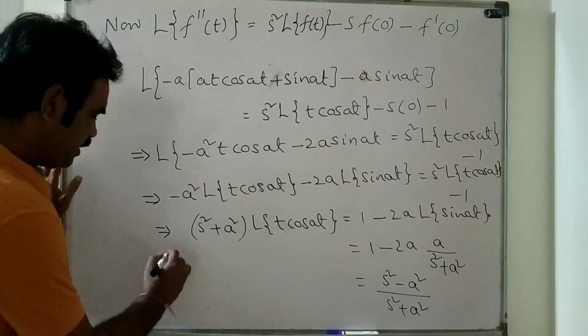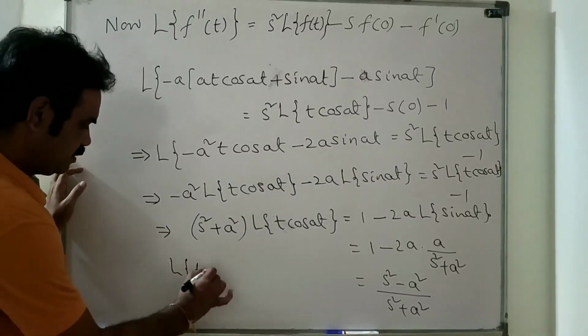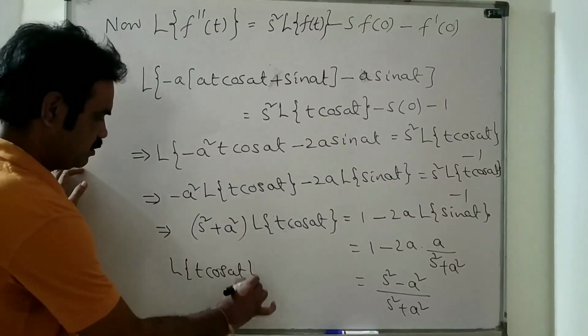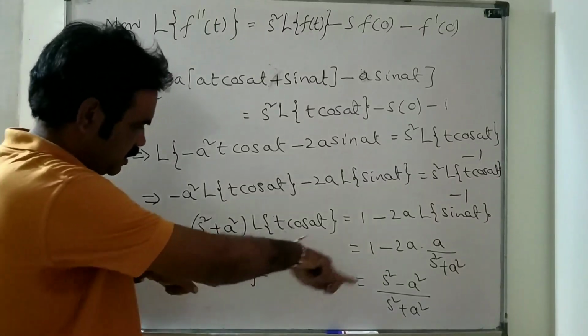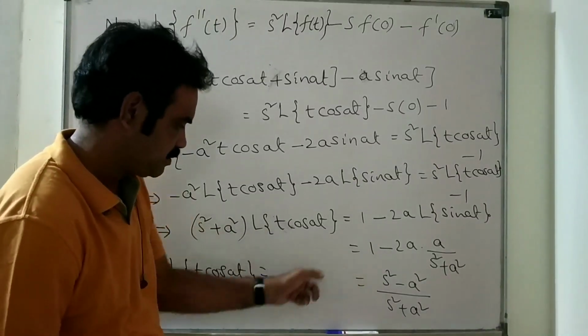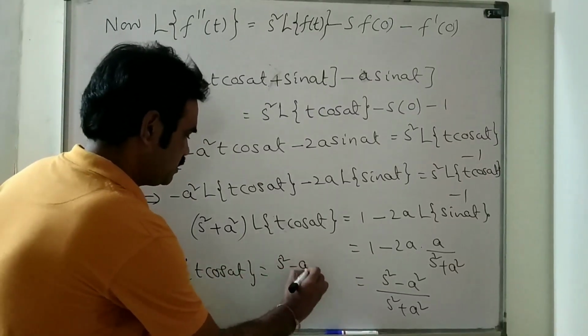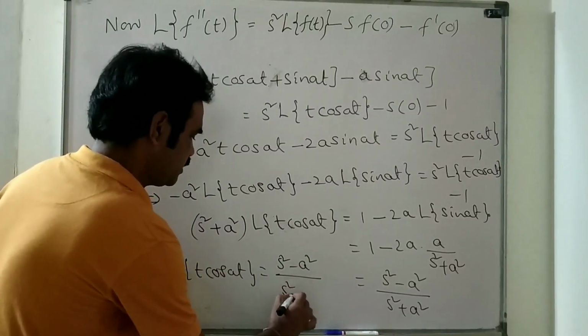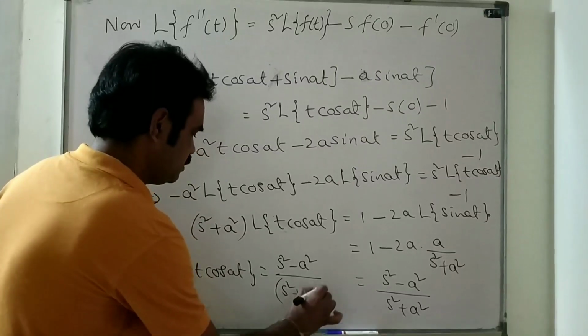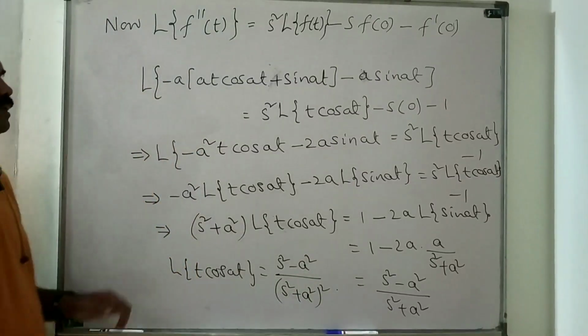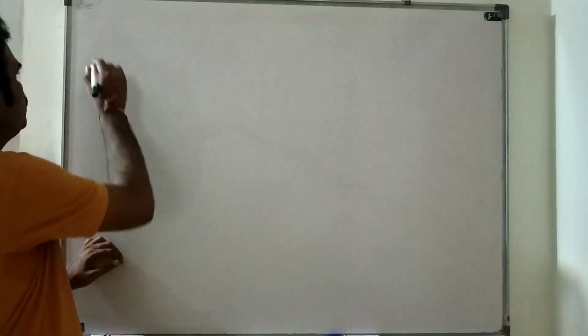From this, L of t cos at, send this to the RHS: (s² − a²) by (s² + a²) and s² + a², that is (s² − a²) by (s² + a²)². This is the required Laplace transform. Next problem.